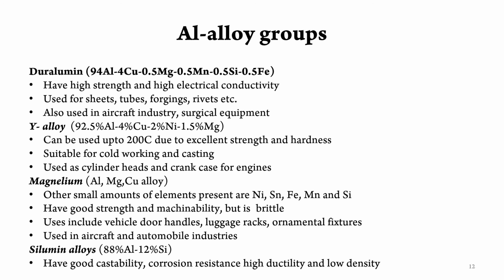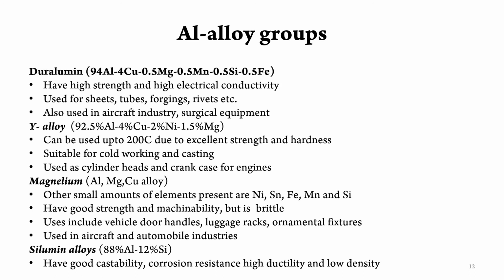So, Y alloy is a combination of 92.5% aluminum, 4% copper, 2% nickel and 1.5% magnesium. It can be used up to 200 degrees Celsius due to excellent strength and hardness. It is suitable for cold working and casting. It is used for making cylinder heads, crankcases for engines, etc.